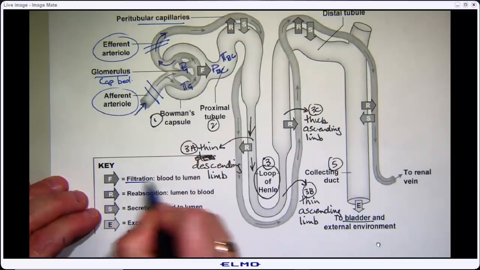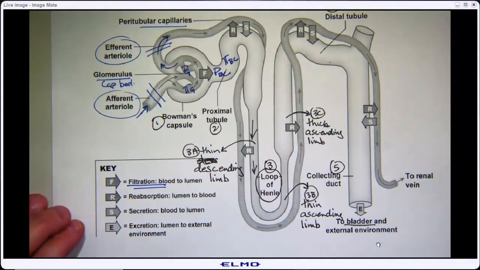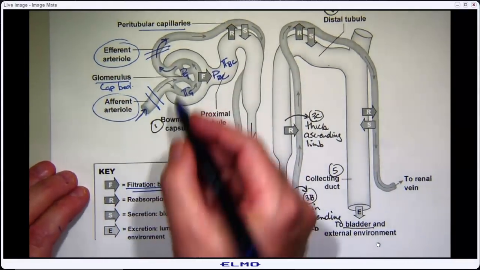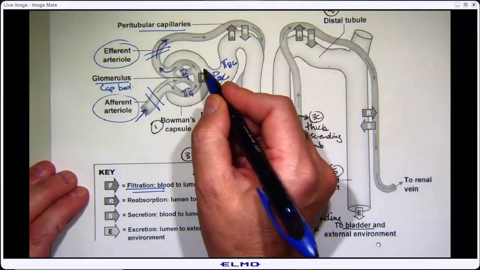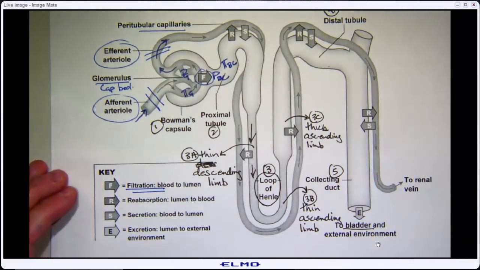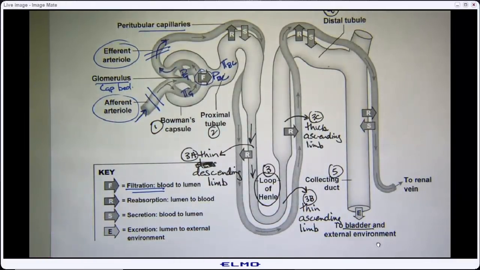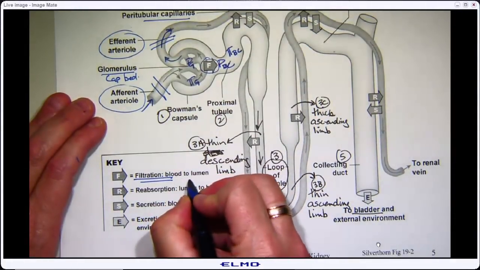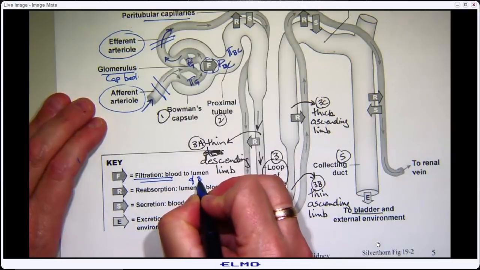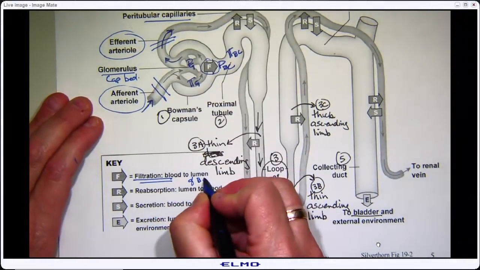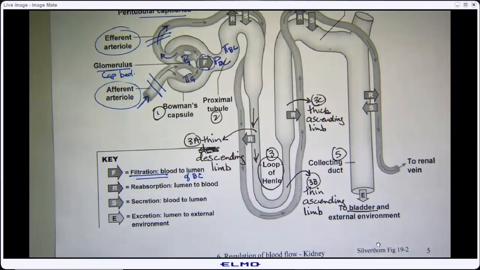So we're going to call this filtration, okay? They give it an F here. Filtration from the blood to the lumen of the nephron, so the lumen of Bowman's capsule. That word is called filtration.